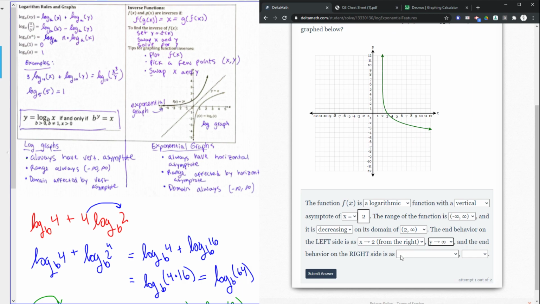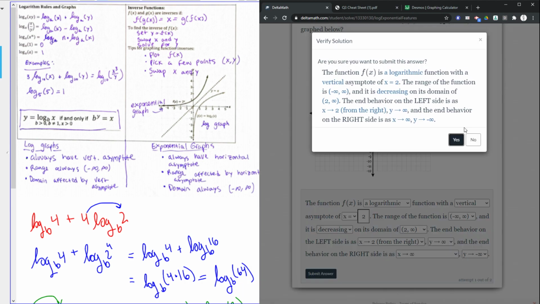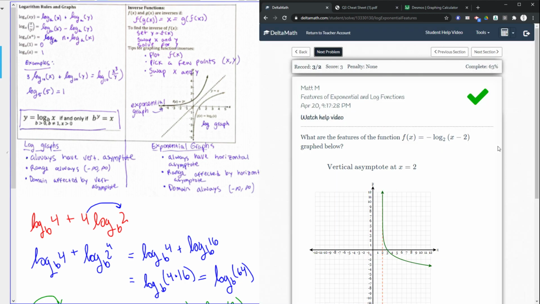On the right side, I'm going off to the right forever. So x is going to infinity, and as x goes to infinity, I'm very slowly going downwards. So y is going to negative infinity. All right, let's make sure we put everything in there correctly. Nice. One more.